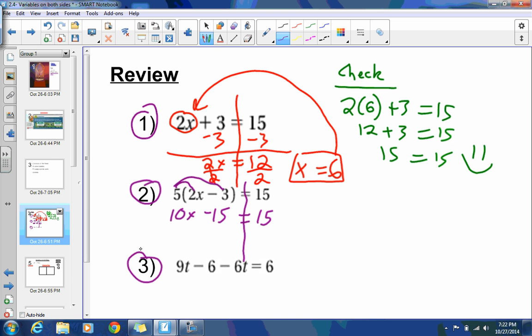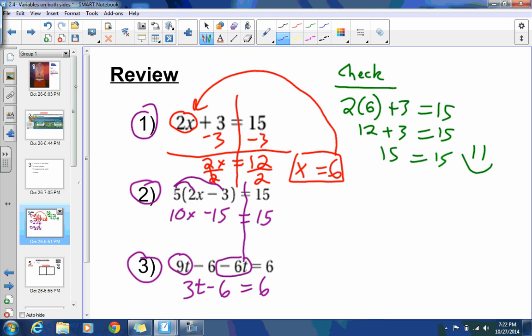And then number 3, you have to combine some like terms first. If you notice there's two of them that have t's in them, keep this minus sign in front. So it's 9t minus 6t, which is 3t. So the minus 6 over here equals 6. And here we got ourselves a two-step equation once again, and I will let you solve for that one.